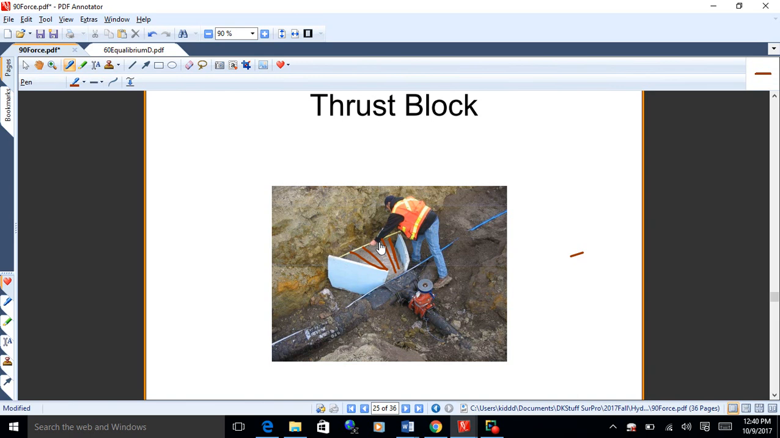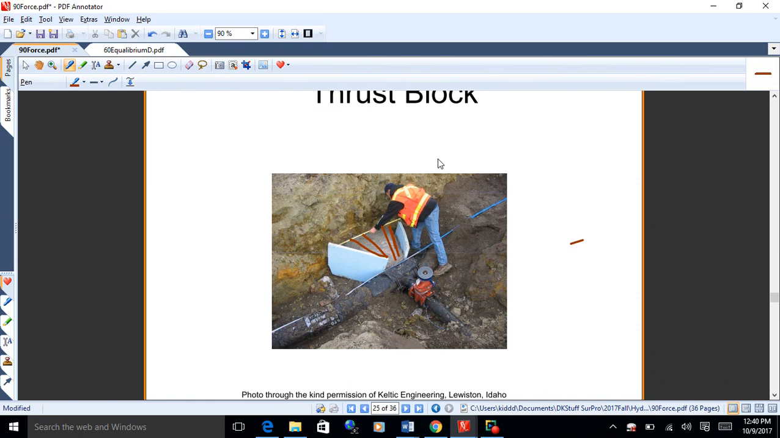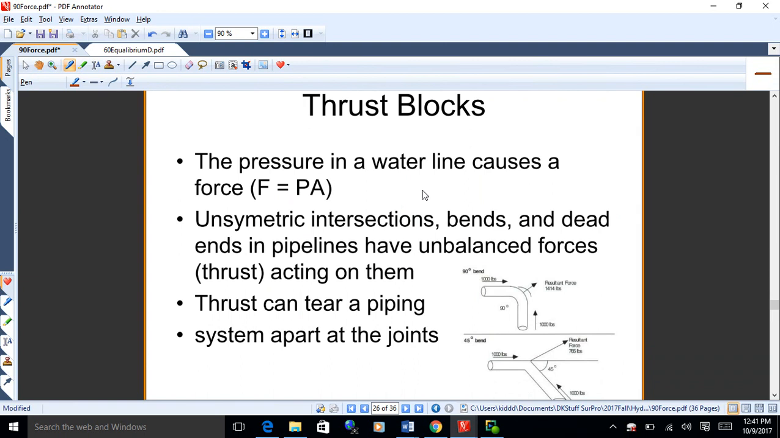So what you want to do here first is calculate the force in the line, and then after you do that, figure out how big the thrust block needs to be to spread out that force so that the soil on the backside can handle it. So that's kind of two steps. Okay, so force is pressure times area. Thrust can kind of tear a water system apart at the joints.